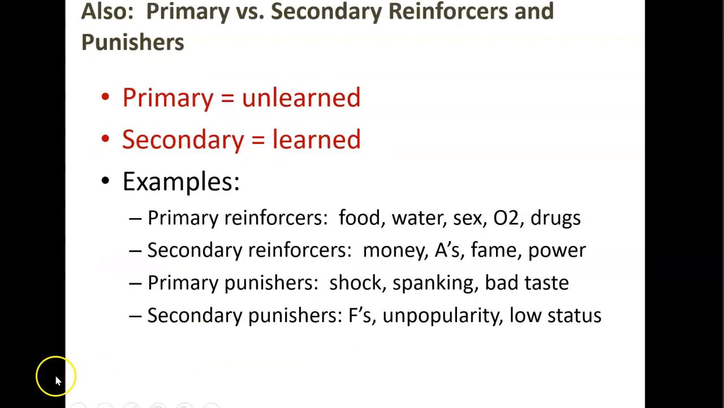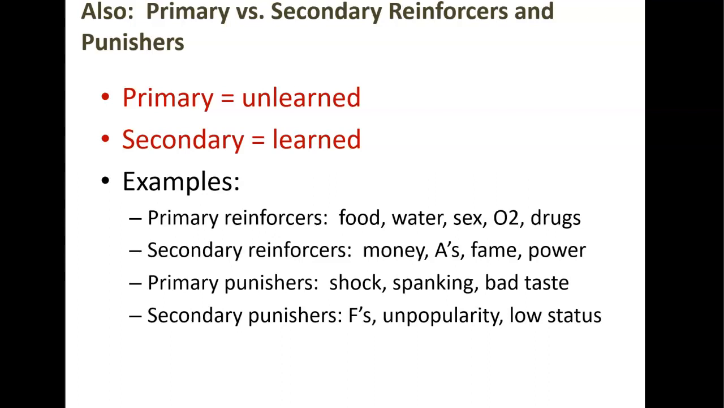One more thing I want to mention about that, and that is this issue of the primary versus secondary reinforcers and punishers. In this sense, primary means something that is unlearned or naturally rewarding. Little babies would like it. In secondary reinforcers and punishers, we have to learn to understand their value or their consequences. So, for example, primary reinforcers are things like food, water, sex, oxygen, drugs, right? Drugs do function as primary reinforcers, all the drugs of abuse. We don't have to learn to appreciate them.